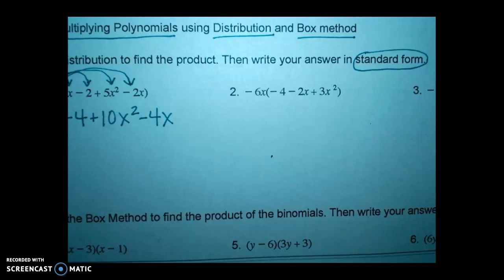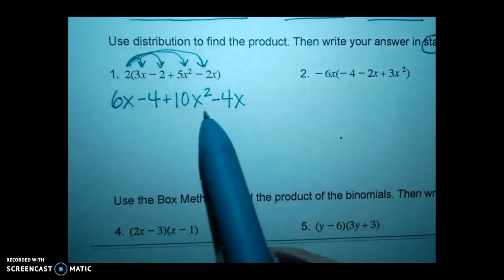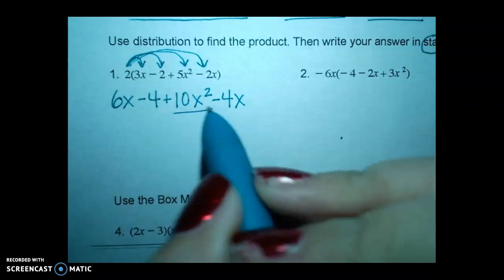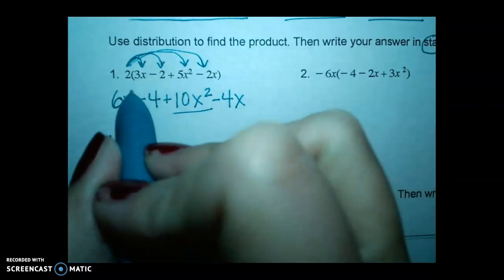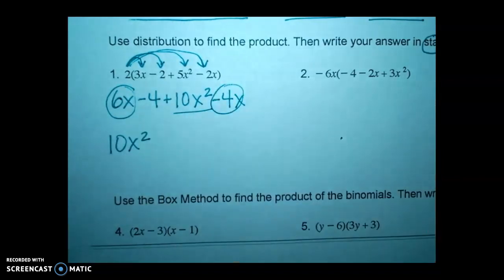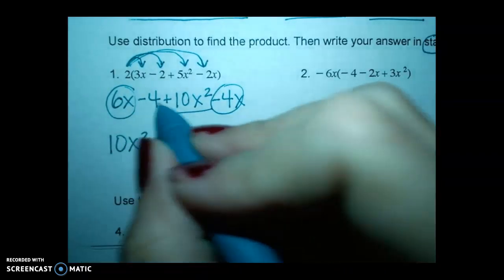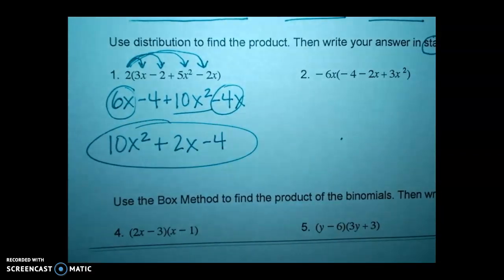So remember, standard form means to rearrange your terms so that they are the largest degree first, and then the next largest, and so on in decreasing order. So the 10x squared is going to be our largest degree. And then what I noticed is next we have 6x and negative 4x that are like terms. So 6x minus 4x is positive 2x. So positive plus 2x and then minus 4. So that should be your answer as a trinomial.